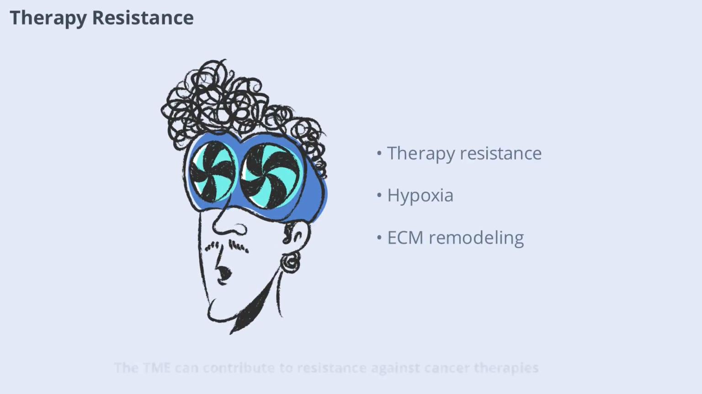The TME can contribute to resistance against cancer therapies. Factors such as hypoxia, ECM remodeling, and immune suppression create barriers to effective treatment. Overcoming therapy resistance requires strategies that target both cancer cells and their microenvironment.